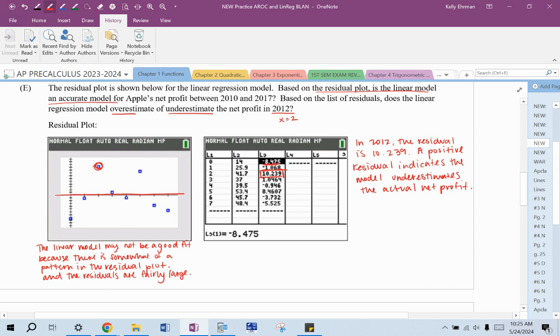I know the wording on that is weird. A positive residual means an underestimate. It's because we're talking about the model. So I just think of it as, just pay attention to what it's asking. Is the model over the point or under the point? That's really what that's asking. The model is under the point. This is an underestimate.